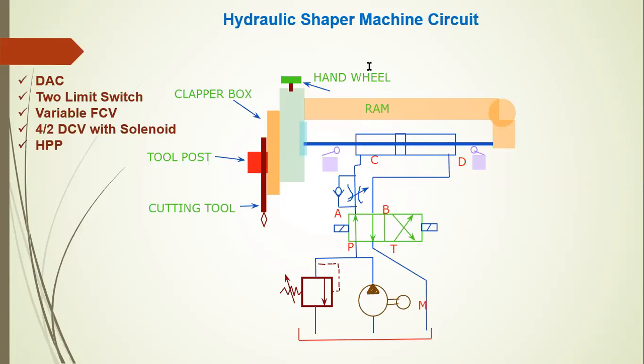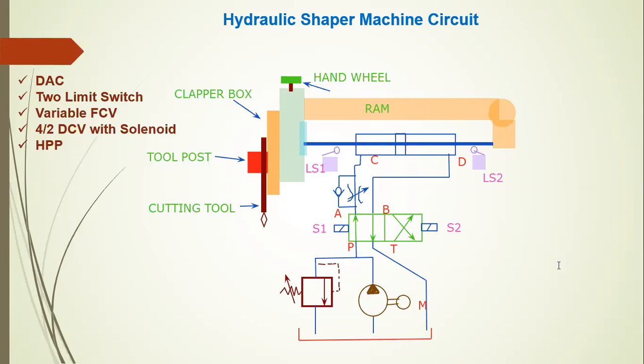Give the other components their names: here is solenoid 2 and here is solenoid 1, here is limiting switch 2 and here is limiting switch 1. LS1 operates S1 and LS2 operates S2, solenoid 2. This is the complete drawing for the hydraulic shaper machine.